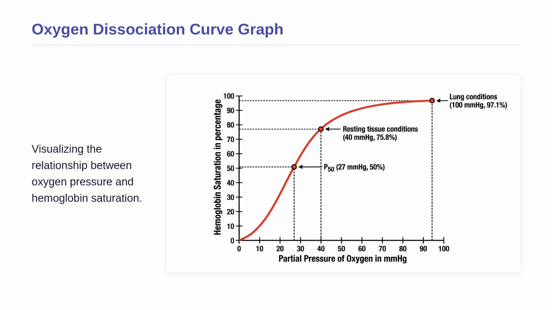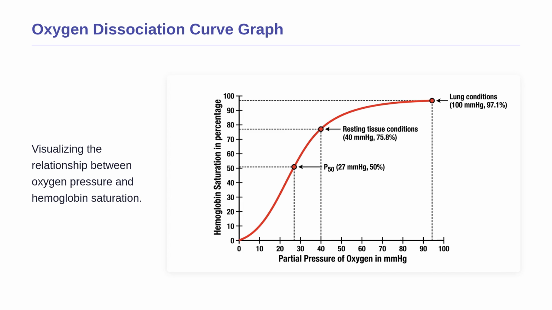To bring all of these concepts and calculations together, let us look at the actual graph of the oxygen dissociation curve. On the horizontal axis, we have the partial pressure of oxygen from 0 to 100. On the vertical axis, we have the saturation percentage. Notice the beautiful red S-shaped curve? We can clearly see the three key points we discussed.